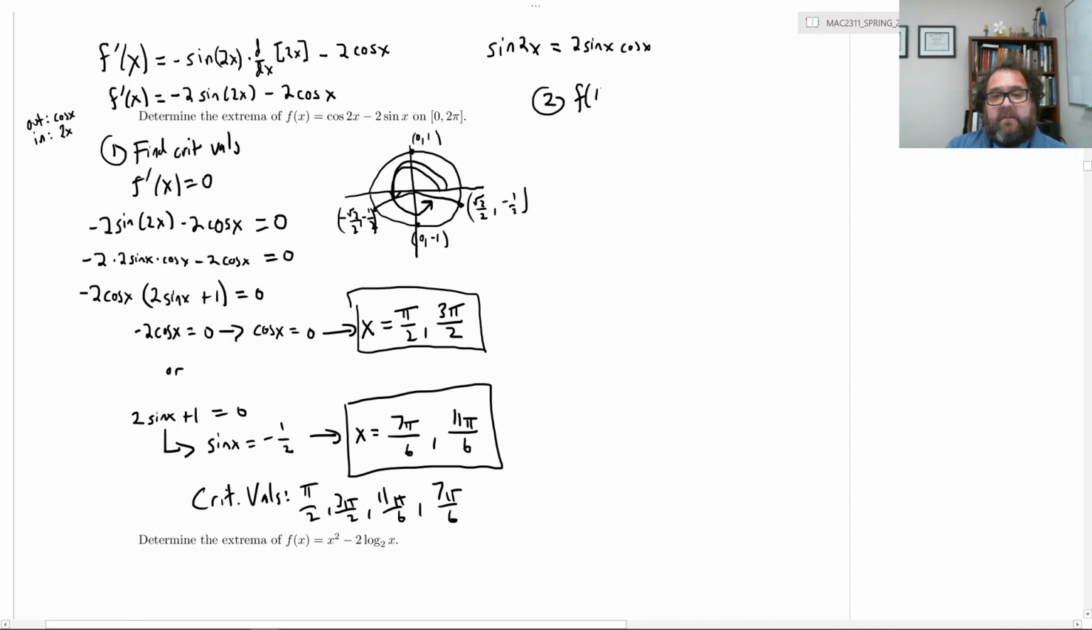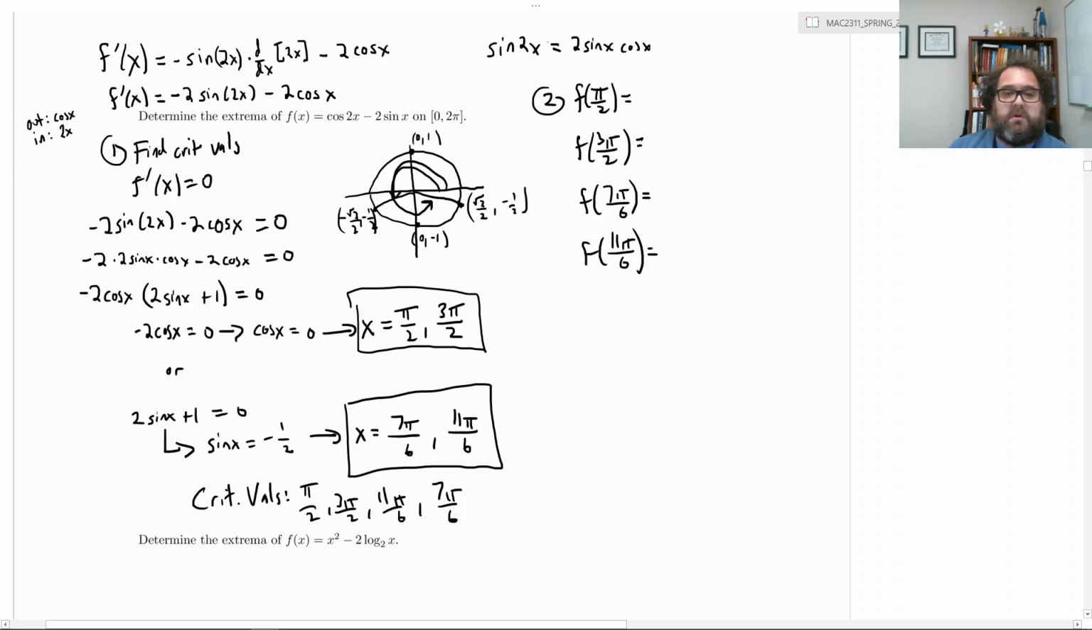So we need f of pi over 2. We need f of 3 pi over 2. We need f of 7 pi over 6. And we need f of 11 pi over 6. Okay, this might take a little bit of work. Let's see what we can come up with.